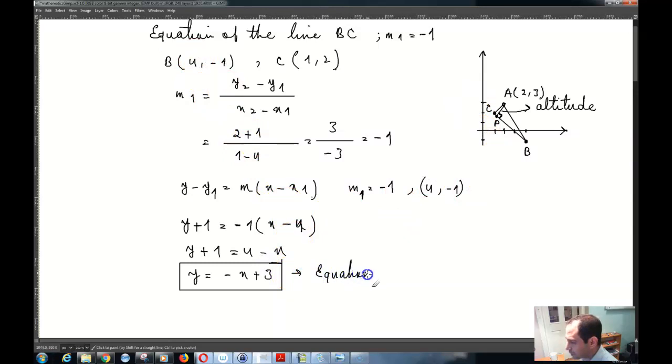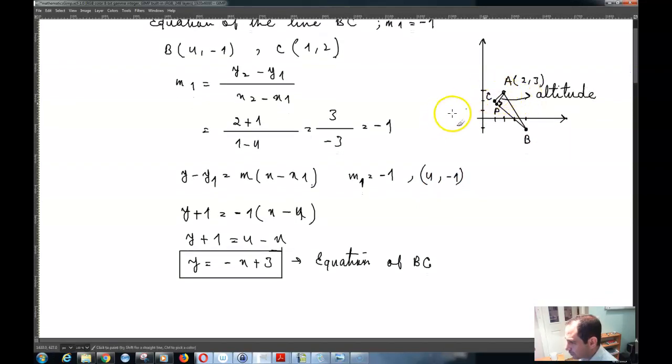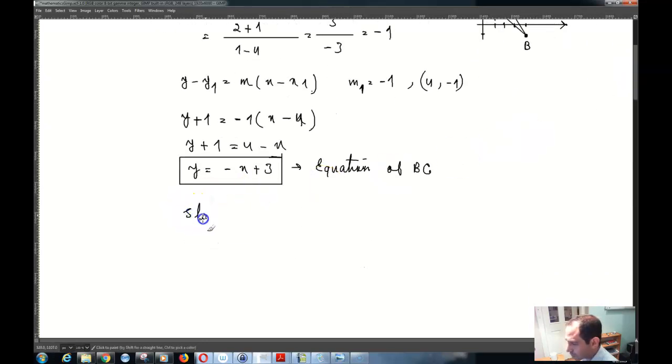This is the equation of BC. So now that you have the equation of BC, based on that, you can find the equation of AP. Since you know that the lines AP and BC are perpendicular, if I call the slope of AP M1, then I can say that M1 times M2 is equal to -1.